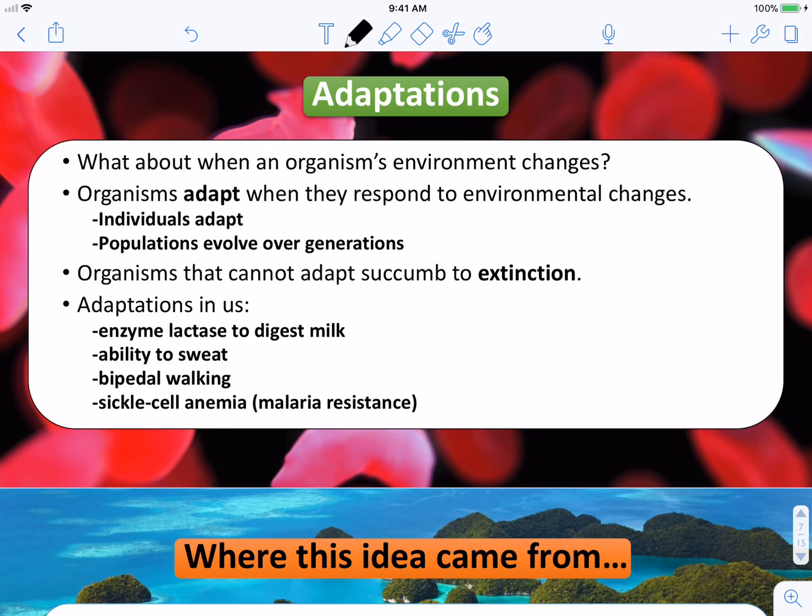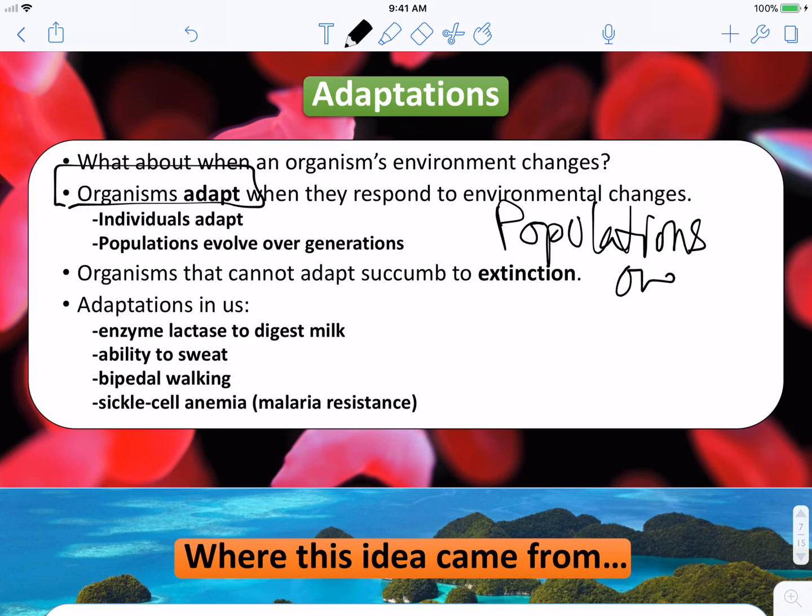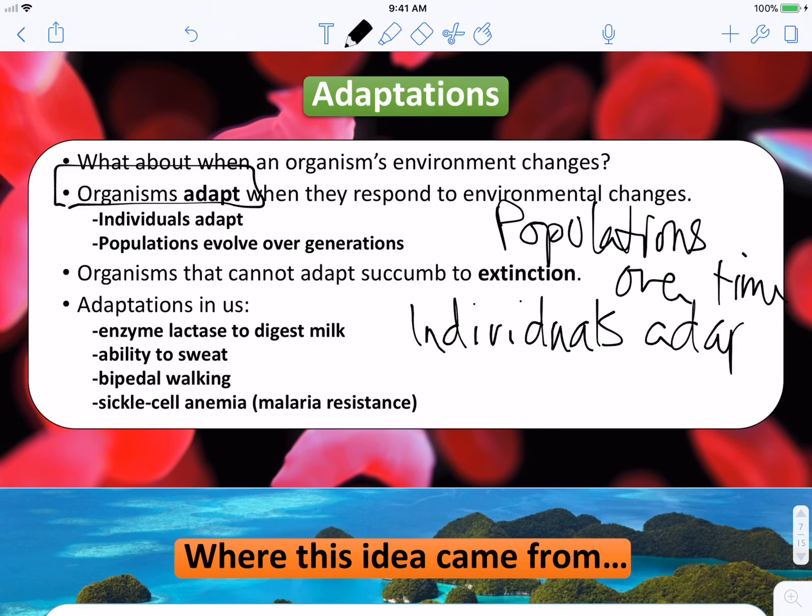So here's the difference between evolution and adaptation. Each one of you can adapt. You are able to change your habits to suit your environment, but you cannot evolve. Evolution only happens in populations over time. So what that means is individuals, meaning each one of you, adapt, but populations evolve. You cannot evolve. But you as a population over multiple generations can evolve.